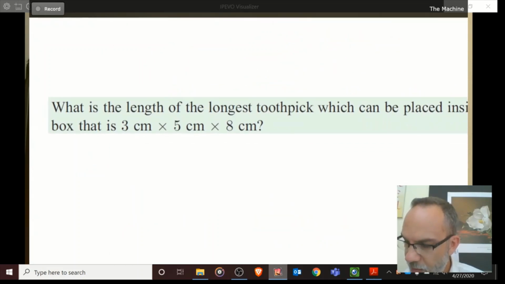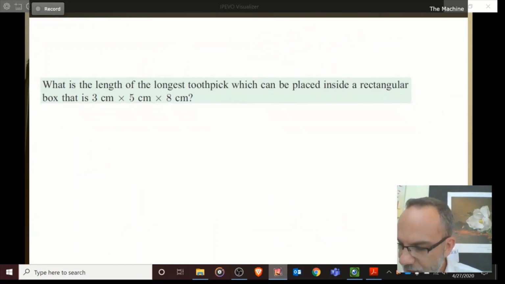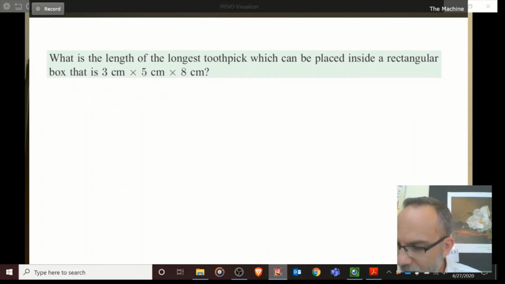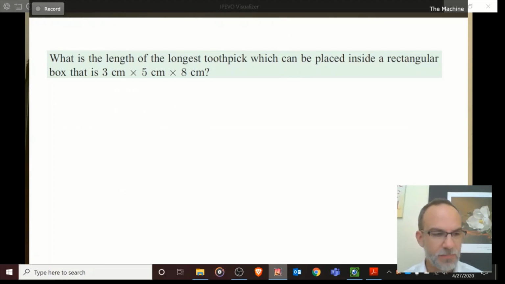Okay, now this is going to be interesting. What length of the longest toothpick which can be placed inside a rectangular box that's 3 by 5 by 8? Don't tell me 8. You're going to say, why not? That's the longest side. Yeah, but that's not the longest length available.